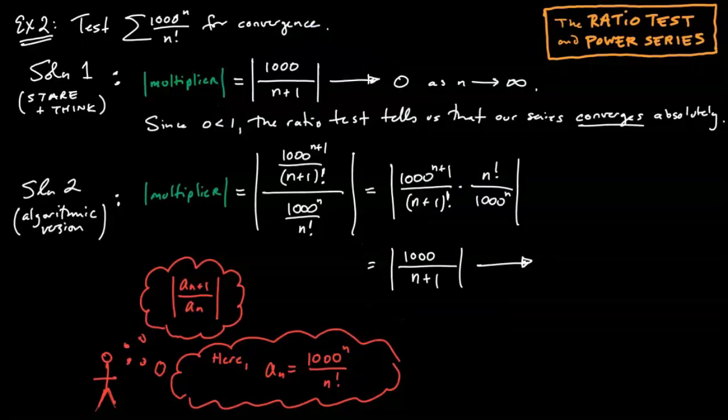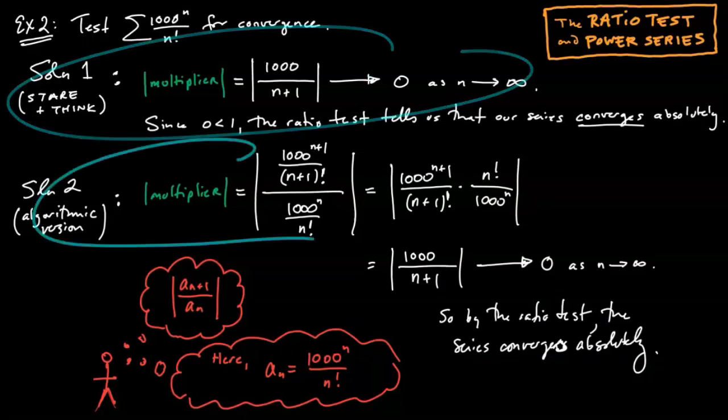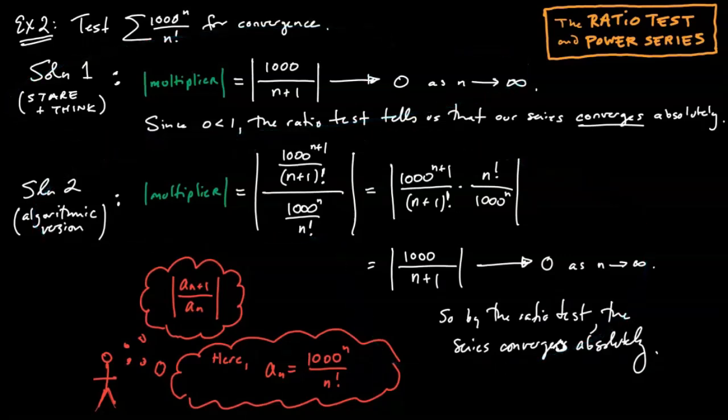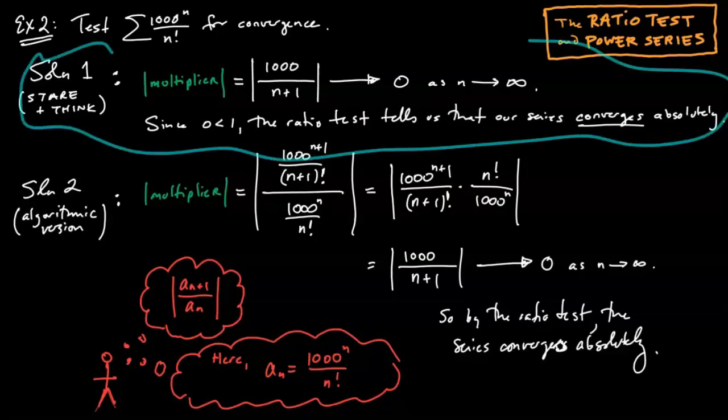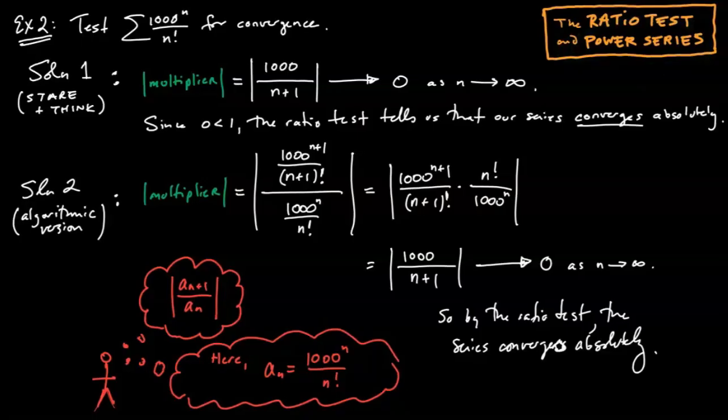And, of course, once again, we get 0. So by the ratio test, this series converges absolutely. And that's it. That's the way the ratio test works. You can do it with either solution style you wish. The two, of course, are logically equivalent, but I find the stare and think business to be psychologically much more pleasant. But it's up to you. But the time has come to put the ratio test to use in our study of power series, which is what we will discuss for the rest of this lecture.